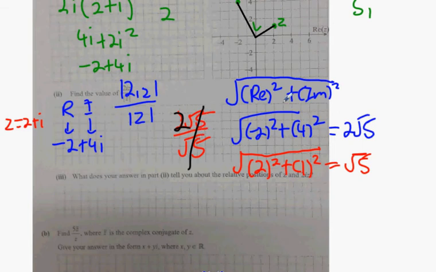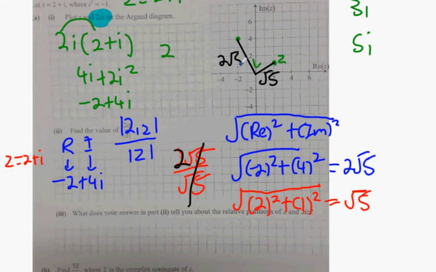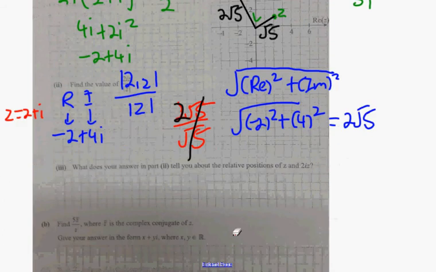Because remember what I said modulus means. Anybody remember what modulus actually means? It means how far you are away from the origin. So, technically speaking, this length here is root 5. The other length here, that's 2 root 5. One of them is twice as long as the other one. So that's what the next part says. What does the answer in part 2 tell you about the positions of z and 2iz? It tells you that 2iz is twice as far away from the origin as z. Everybody alright with that? Okay. Finally, the last part.